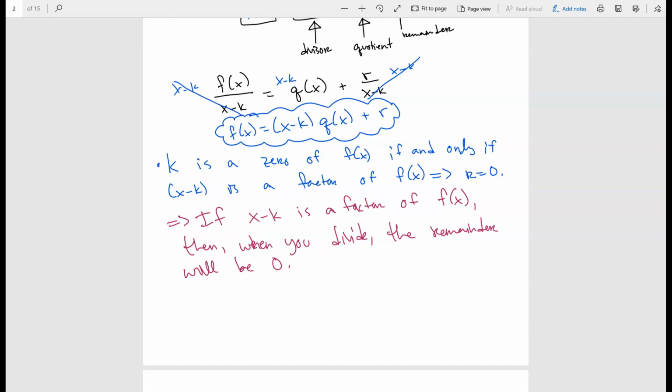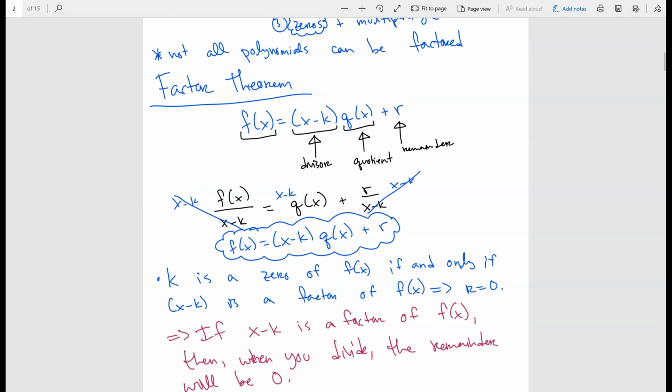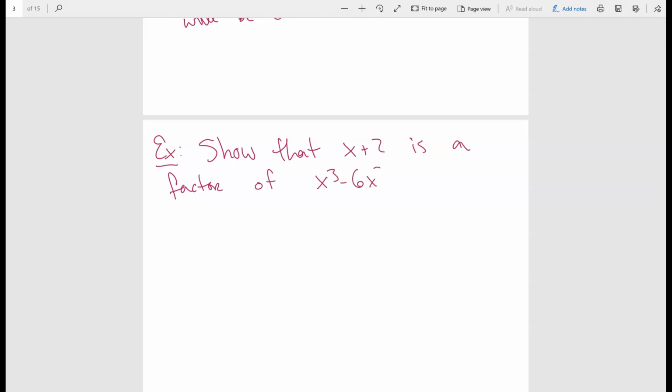Very, very important. Let me give you an example because I know this was a little theoretical. Here's my example. We want to show that x plus 2 is a factor of x cubed minus 6x squared minus x plus 30. If I wanted to factor this polynomial, x plus 2 would be one of the things that I multiply. Notice that this is going to be really hard to factor.